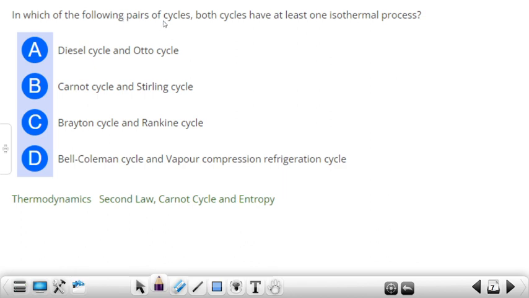Next, in which of the following pairs of cycles do both cycles have at least one isothermal process? So the Carnot cycle, which is on the TS diagram. This is isothermal heat addition and this is isothermal heat rejection. So the Carnot cycle must be one of the options. Option B is the only option where the Carnot cycle is present, so option B will be the correct answer.